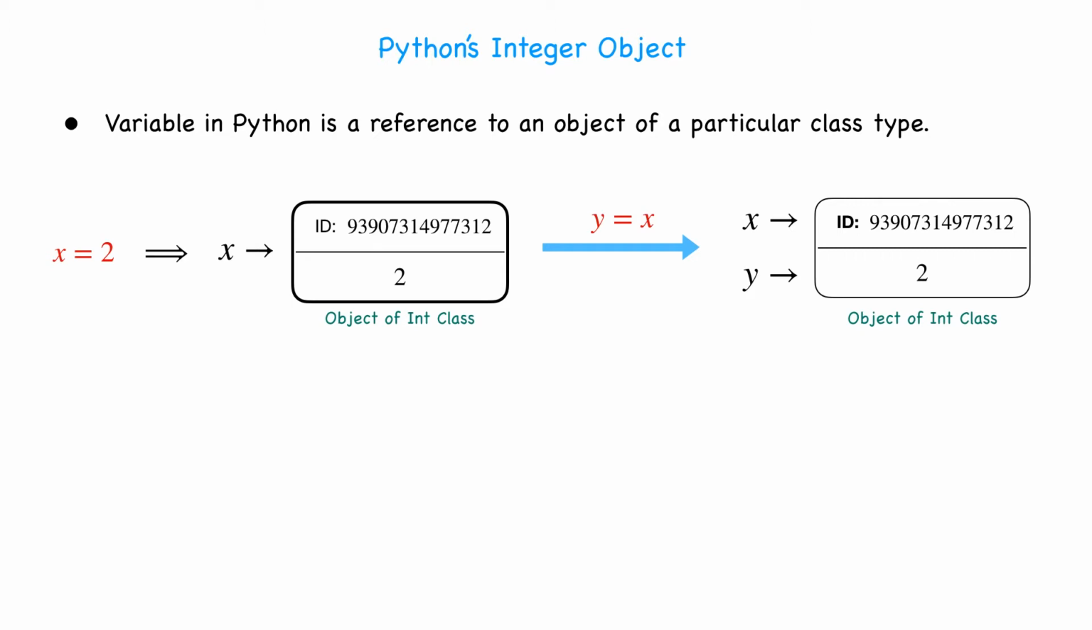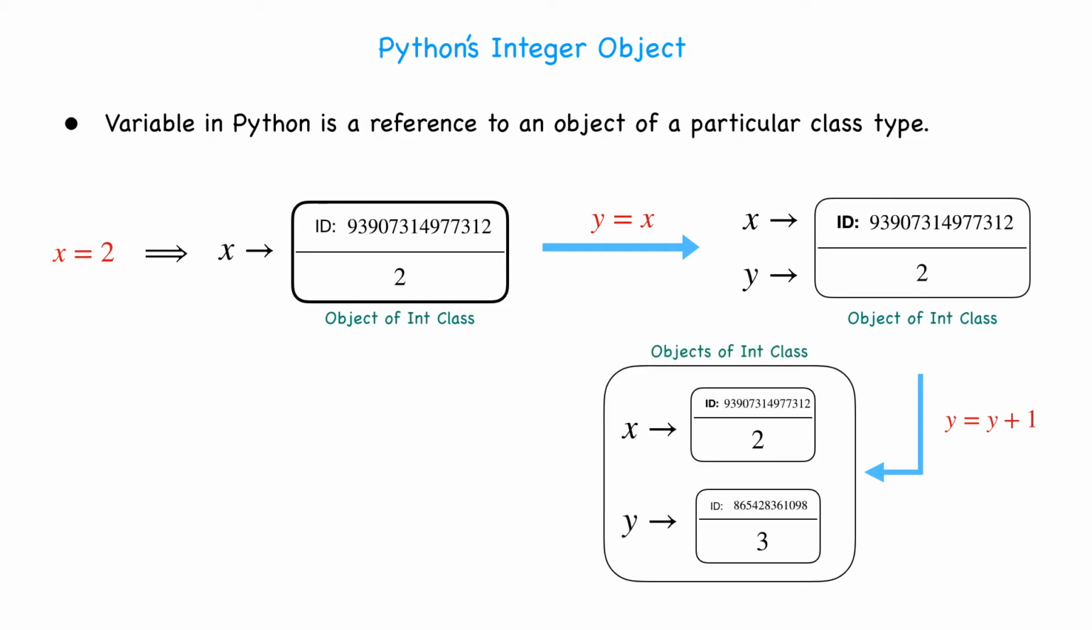same ID. Suppose you are trying to do y is equal to y plus 1, which means you are trying to increment y. As the y value changes, it stops referencing the same object and creates a new object and references that. As you can see here, both x and y have a different ID and both these objects hold different values. So the IDs of x and y are different.